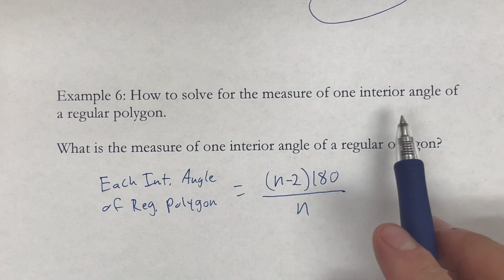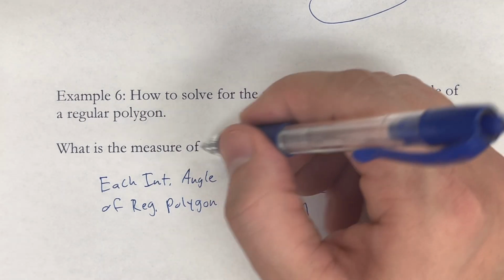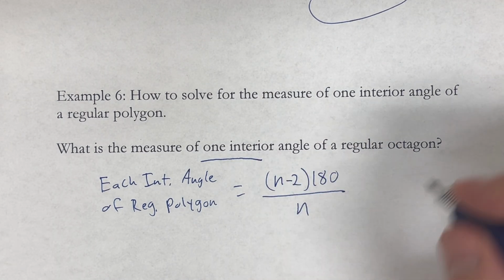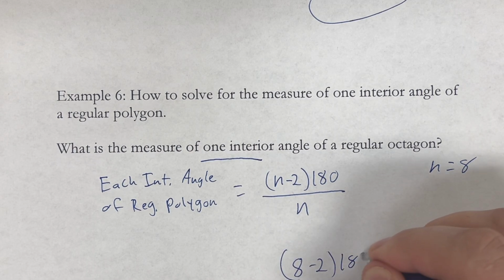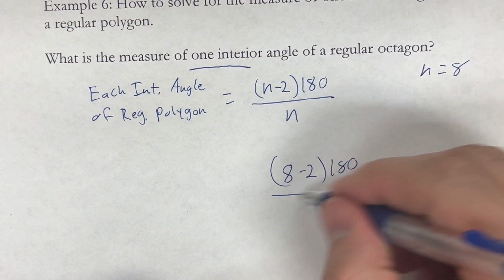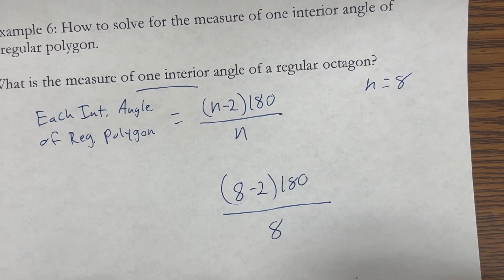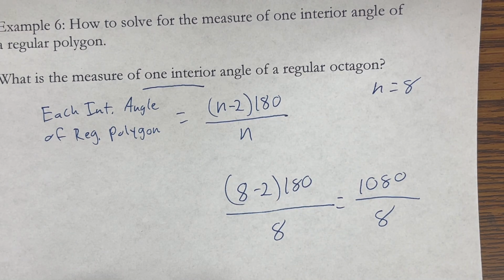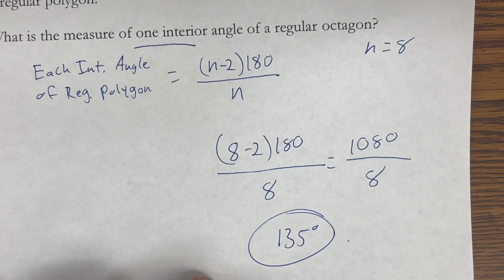So it says we are looking at an octagon, which has 8 sides. So we want to find one interior angle. I need to put 8 in for n. So I'd have 8 minus 2 times 180, and then we're going to have to divide that by 8. Make sure we follow the order of operations here. So on the top, when we simplify, we get 1080. Then we have to divide that by 8. And we get 135. So each interior angle is 135 degrees.